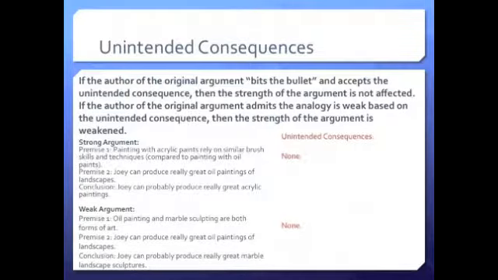Then, if the author of the original argument bites the bullet and accepts the unintended consequence, then the strength of the argument is not affected. This is because, in the situation of the dilemma, the author has decided to accept the unintended consequence rather than admit that the analogy or similarity that their argument relies on is weak. However, if the author of the original argument admits the analogy is weak based on the unintended consequence, then the strength of the argument is weakened.